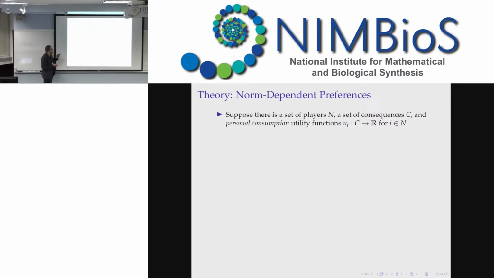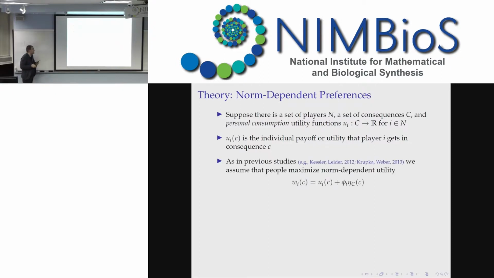Suppose we have n players and some set of consequences. Consequences essentially mean which allocation the set of players get. Each player gets some payoff in each consequence, so you can think of it as a set of allocations of n numbers to n people. This is just a payoff. It's important to think of this as personal consumption utility and not utility which includes other things like inequity aversion, let's say. This is just money or stuff that you get and personally consume.